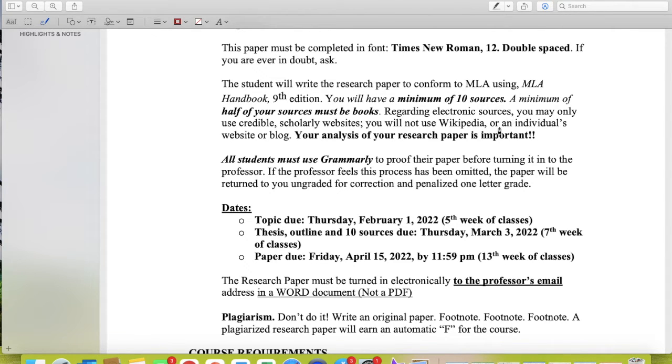Regarding electronic sources, you may only use credible scholarly websites. You will not use Wikipedia or an individual's website or blog. Okay, so make sure your sources are good.